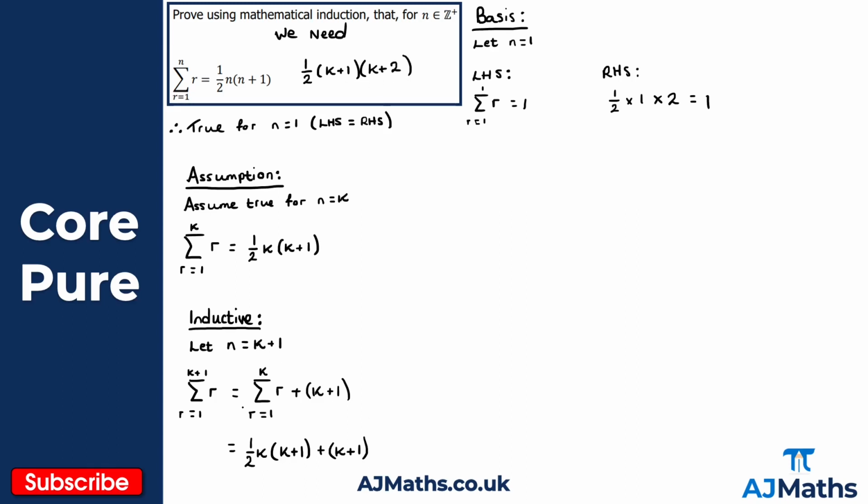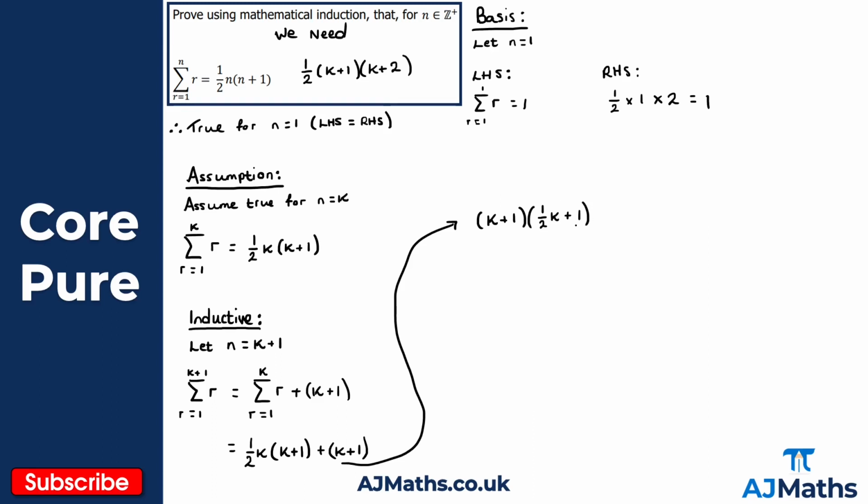So at this point, it's starting to look like we're on the right path, but there's still a bit of algebraic manipulation to go. So let me just take this up to the top. What can I do next? Well, what I'm going to do next is factor out the k plus 1. So if I factor out the k plus 1, I get k plus 1 times a half k plus 1. Okay, so a half k plus 1 there.